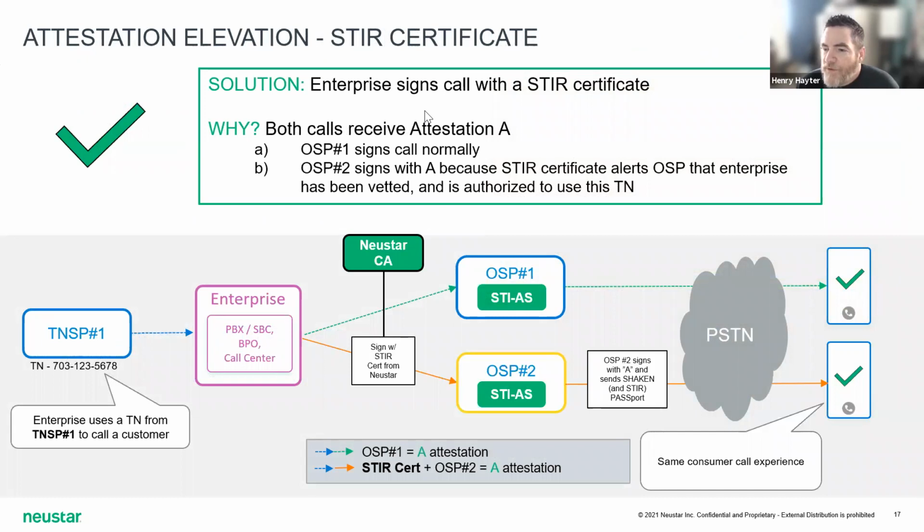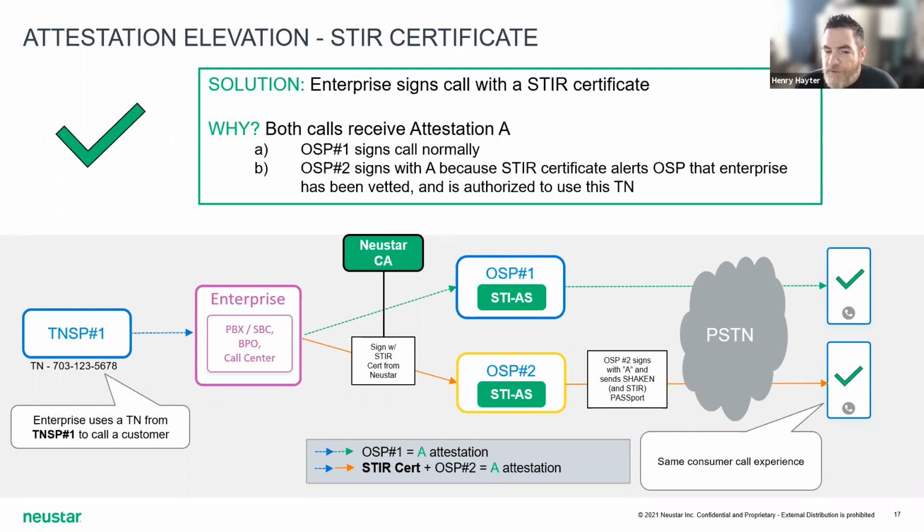So what happens when a STIR certificate is initiated? As I said, the enterprise gives us their telephone number inventory. We go through and vet it. Out of our private CA, we issue a STIR certificate.